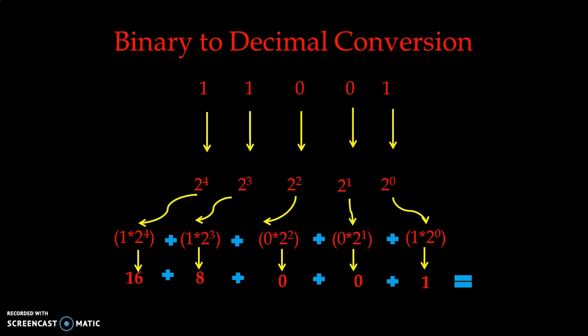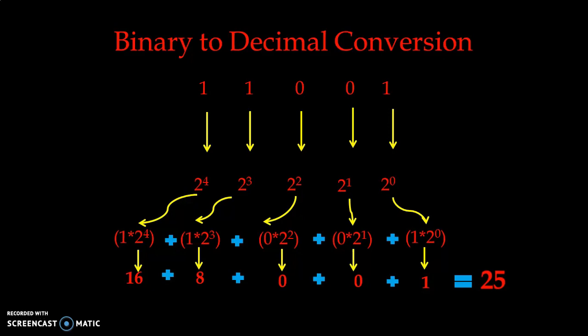Now, simply, we need to add all the decimal equivalent values. These are known as the equivalent decimal values based on the position of the binary bit. So 16 plus 8 is 24. 24 plus 1 is 25. So our answer is 25. This way, in very simple steps, we can convert any binary number to a decimal number.